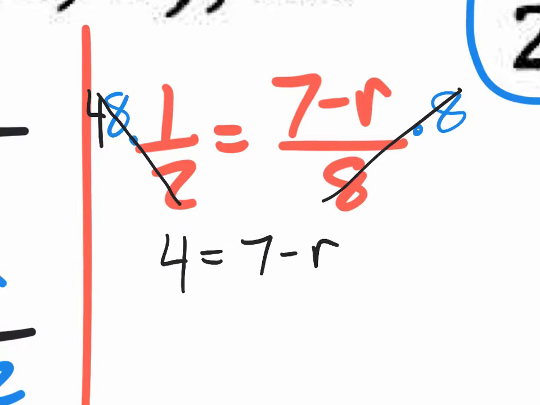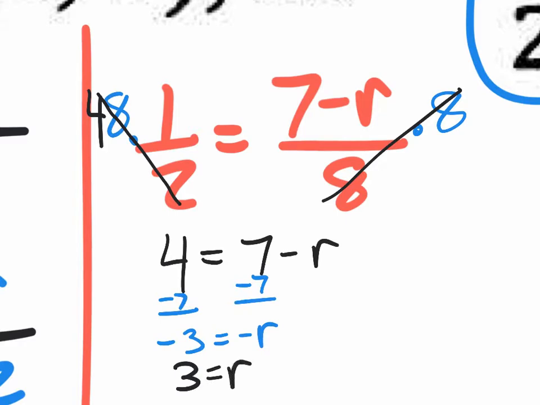And now let's get the r by itself by subtracting 7 on both sides. And I want to get negative 3 equals negative r. Now you don't want a negative r, you want a positive r. So you're going to multiply both sides, or everything, by negative 1, which is simply going to change the sign. So you're going to have a positive 3 equals positive r. That's your answer. R equals 3.